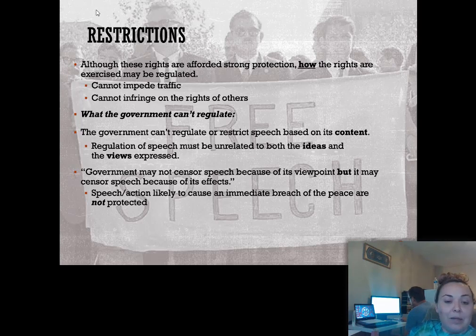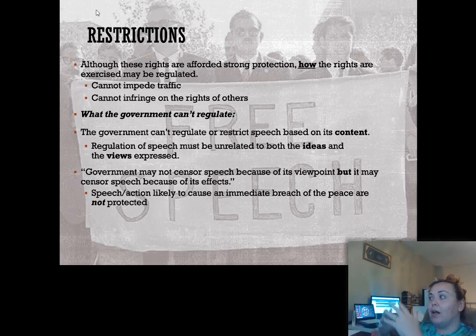So, what can be regulated by the government? There are strong protections rights, but how you exercise those rights can still be regulated. For example, you cannot impede traffic, you cannot infringe on the right of others, which I know are very ambiguous, they're very vague, it's hard to say what that means, and that is kind of the nature of the game with civil liberties. What we know that they can't regulate is the speech based on its content.